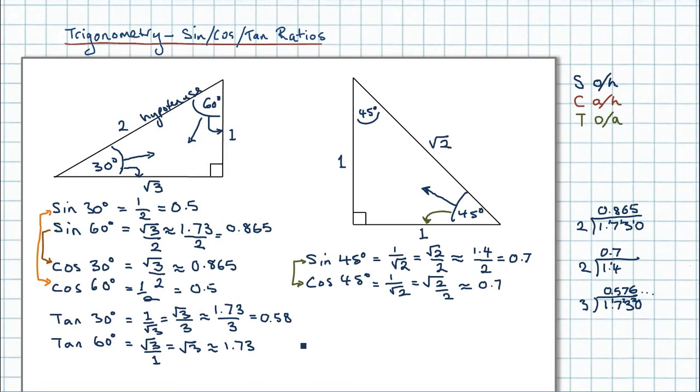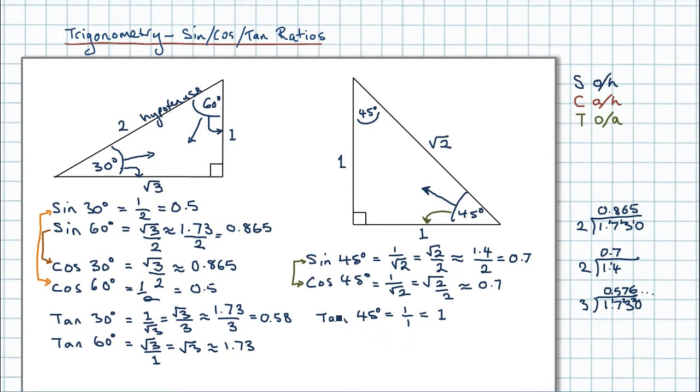Okay? Now, what about the 45, 45, 90 degree triangle? So the tan of 45 degrees now, well, that's got to be the opposite over the adjacent, which is 1 over 1. 1 over 1 is simply 1. So the tan of 45 degrees is 1 over 1 equals 1. And of course, there's nothing else for us to do.